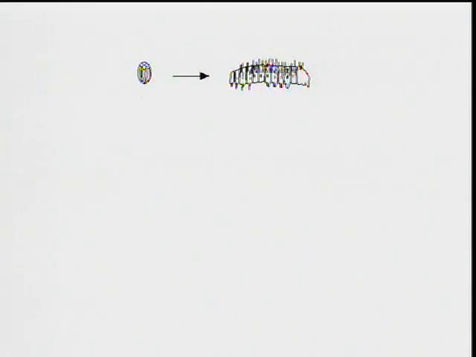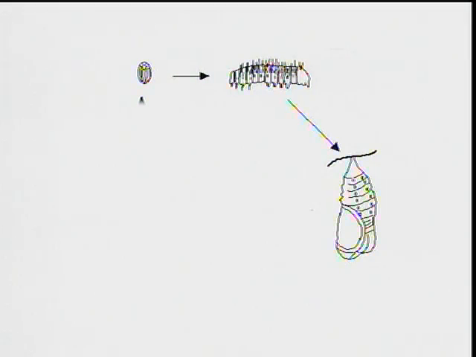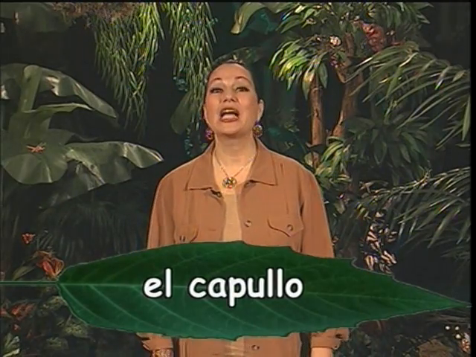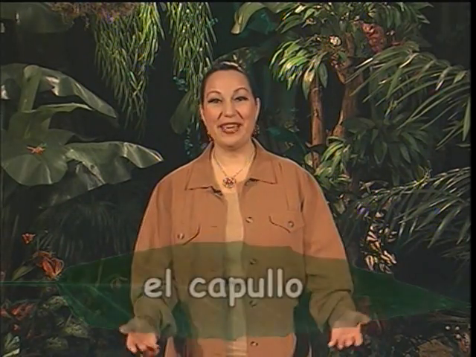Underneath, a very soft, newly formed chrysalis, which is exposed to the air, causes it to harden. This is also known as the cocoon. Cocoon in Spanish is el capullo. Say it with me, el capullo. Muy bien. On the inside, the caterpillar, la oruga, is transforming itself into a butterfly.